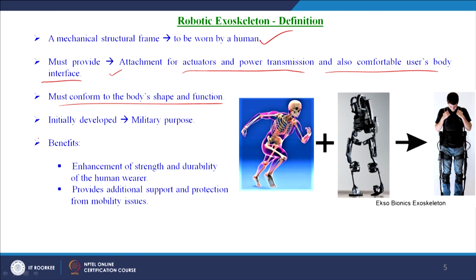And the exoskeleton was initially developed for the purpose of military applications. What are the benefits of exoskeleton? It is meant for the enhancement of strength and durability of the human wearer, and it also provides additional support and protection from mobility issues. If the human being is not able to walk with a heavy weight, the exoskeleton can be worn by this human operator so that he can easily walk with that heavy weight on an upslope as well, or on an uneven terrain as well.